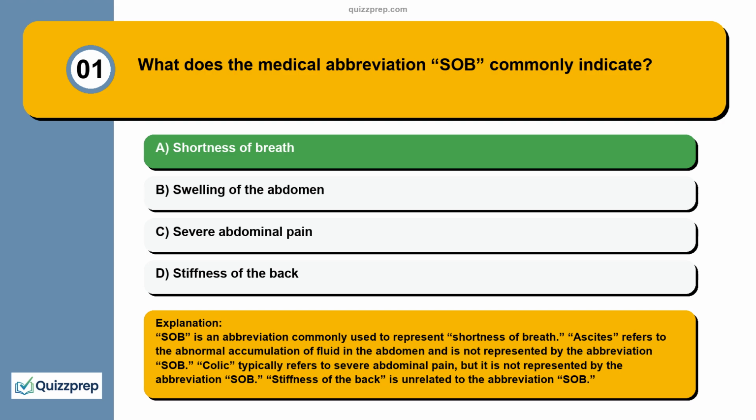Ascites refers to the abnormal accumulation of fluid in the abdomen and is not represented by the abbreviation SOB. Colic typically refers to severe abdominal pain, but it is not represented by the abbreviation SOB. Stiffness of the back is unrelated to the abbreviation SOB.